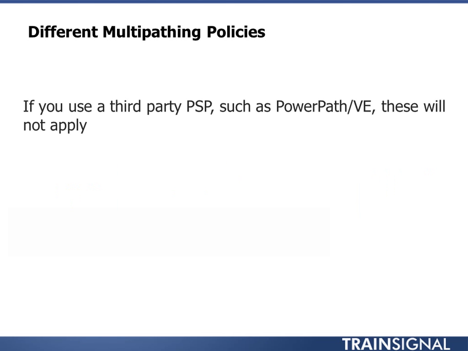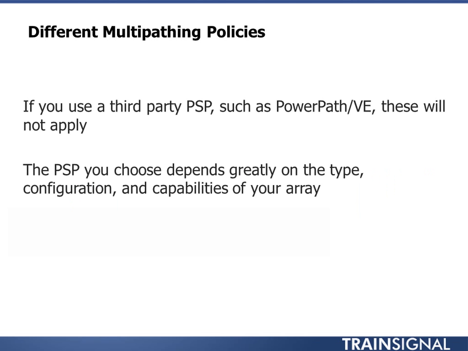If you use a third-party PSP, such as PowerPath VE, these will not apply. So those only apply if you're using the native multipathing. If you install PowerPath, it's a different animal. PowerPath is not covered in the exam, so I'm not going to go any deeper into that. It's not on the blueprint, but just a heads up that if you do use a third party, you basically preclude yourself from using native multipathing. And the PSP you choose depends greatly on the array type configuration and capabilities, so we'll get to that in a second. And then I threw kind of a definition here for ALUA.